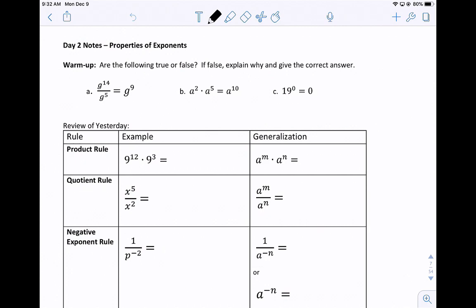Today we'll take a second look at properties of exponents. Warm up. Are the following true or false? If false, can you explain why and give the correct answer?